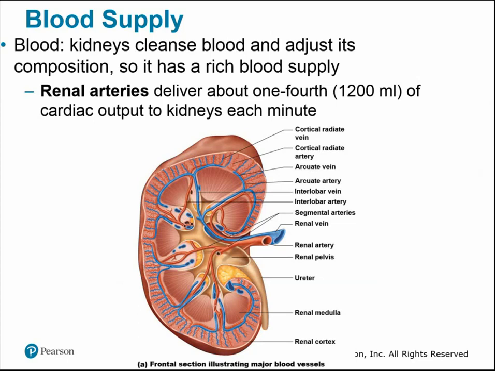So we said the function of the kidneys was to filter the body's blood supply. So since the kidneys are going to clean the blood and help adjust its composition, it has to have a very rich blood supply. So it's a very vascular organ. So the renal arteries are going to deliver about a quarter of the cardiac output to the kidneys each minute.